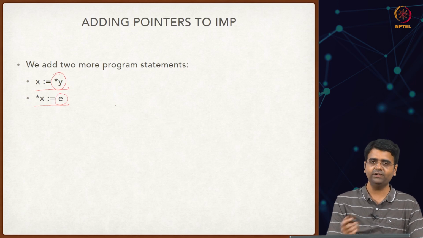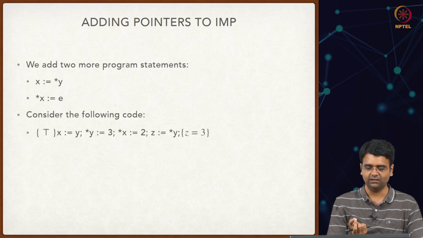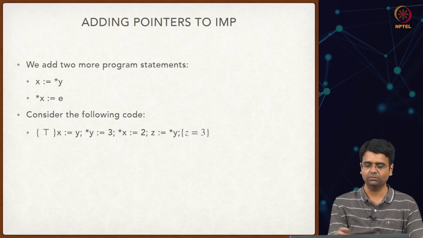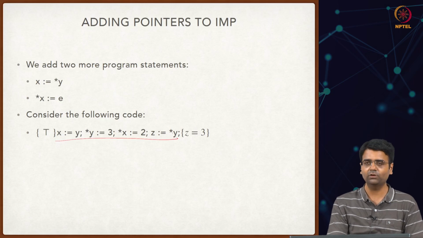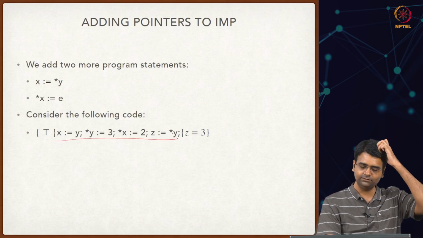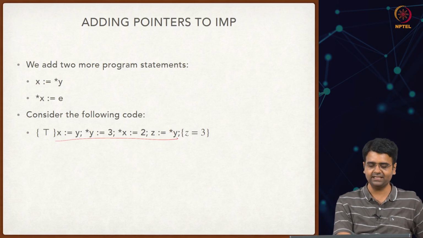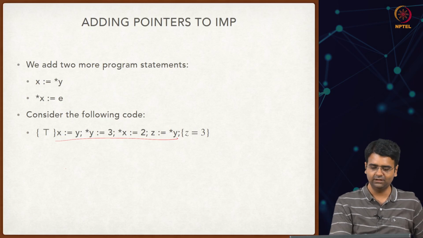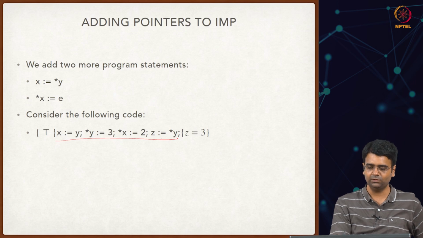Now what is the effect of these two program statements? Let's see a program which contains these statements. Let's consider this piece of code. Let's look at the code first, and then we will look at the precondition and the postcondition. So what does this code do? It's a sequence of assignment statements. It first says that x is equal to y, but x and y here are pointer variables. Then it says that *y is equal to 3, *x is equal to 2, and then z is equal to *y.